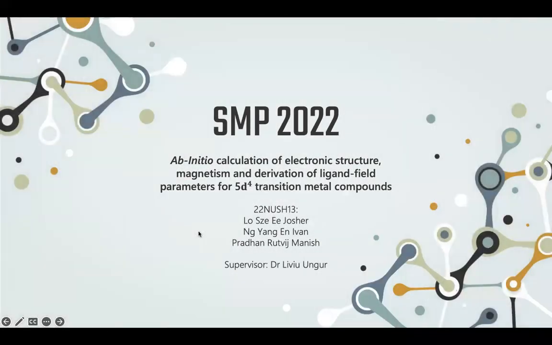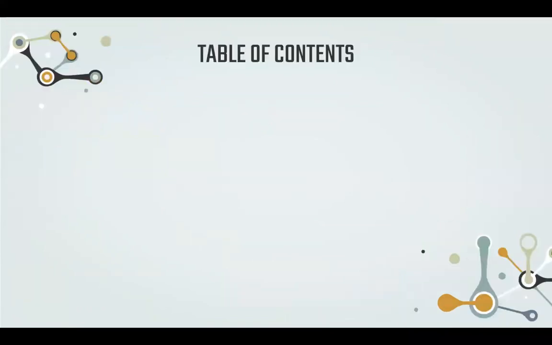Greetings, judges. We are 22NUSH13, and today we will be presenting on our SMP project titled Ab Initio Calculation of Electronic Structure, Magnetism, and Derivation of Ligand Field Parameters for 5D4 Transition Metal Compounds.